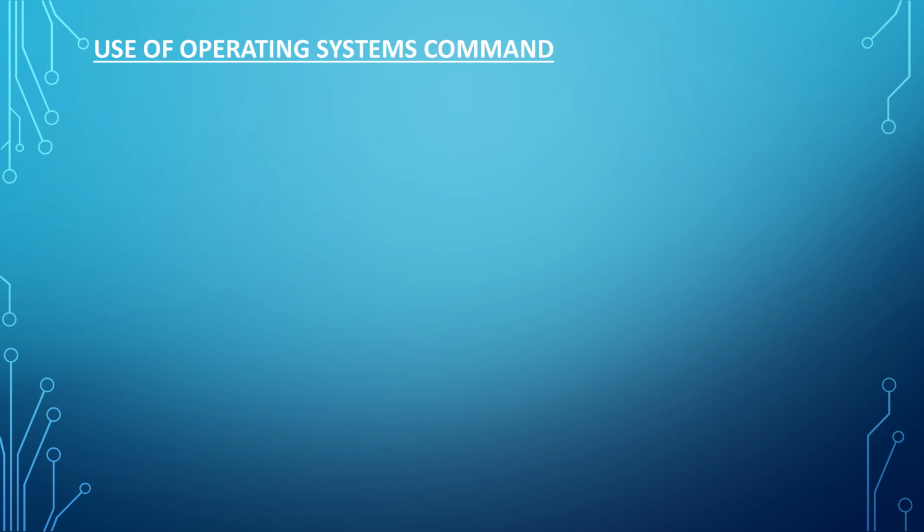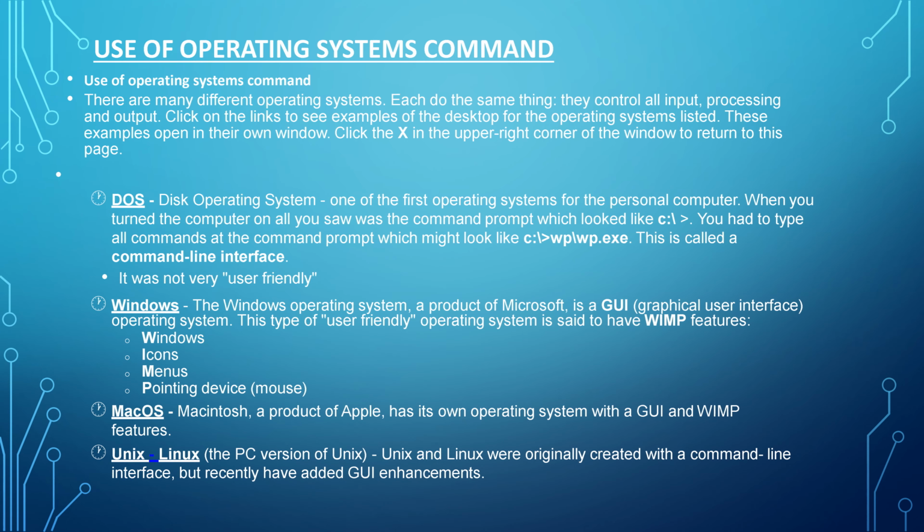We have uses of operating system commands. There are many different operating systems. Each do the same thing. They control all input, processing, and output. Click on the link to see examples of desktop for the operating system listed. These examples open in their own window.